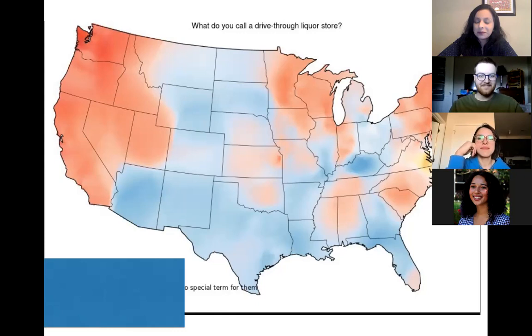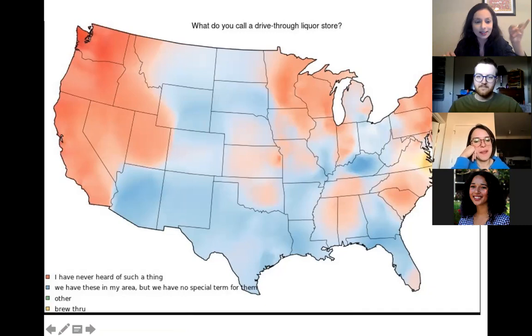Yeah. I just refer to a drive-through liquor store as a drive-through liquor store. Okay, so pretty verbatim, right? A drive-through liquor store. Okay, let's see. I have never heard of such a thing, like all the red color. Blue is, we have these in my area, but we have no special term for them. So I think Kansas is a little bit of both. I've never heard of such a thing versus we have these in my area, but the term that people call a drive-through liquor store is a brew-through.